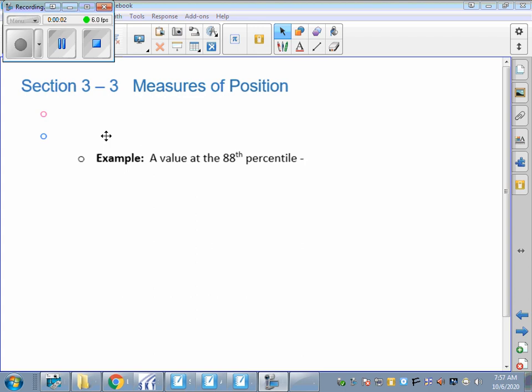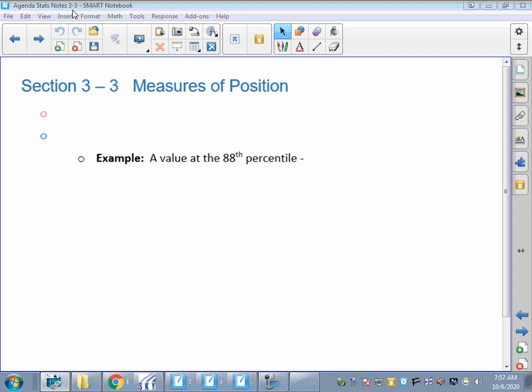Hello, stat students. We are moving on to section 3.3, measures of position. So we're going to take what we've learned so far, and we're still looking at how data lies. What does it look like? How far away from the mean is it? If you haven't noticed, we use X bar a lot because that mean is really telling us the average of the data. How does everything work around it?